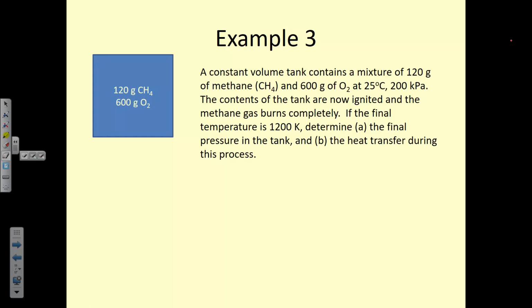Okay, so let's do an example with a closed system. So you can see some of the differences in the analysis and the calculations and how you treat those equations. This one's not too bad. So in this case, we have a constant volume tank, which has 120 grams of CH4, which is methane, and 600 grams of oxygen. So we're not combining methane with air, we're combining methane with oxygen. So what would we expect to see in our byproducts?